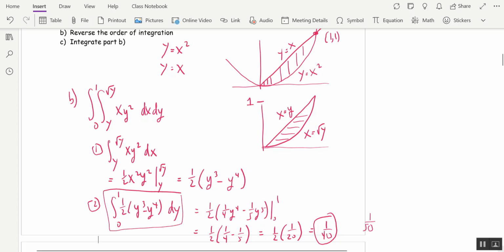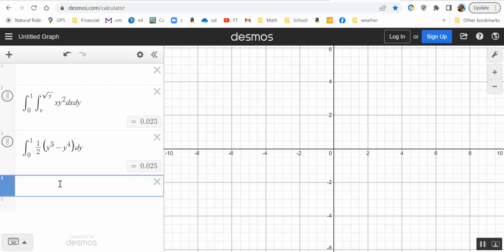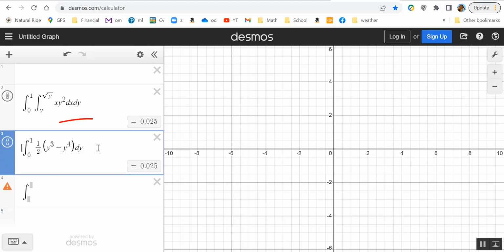So the way you'll do that, on Desmos, the way you get an integral is you type int. And it'll give you a spot for the lower limit, the upper limit, and the integrand. And so I already did that for integral 2, and you can see I got 0.025, which is the same as 1 over 40.